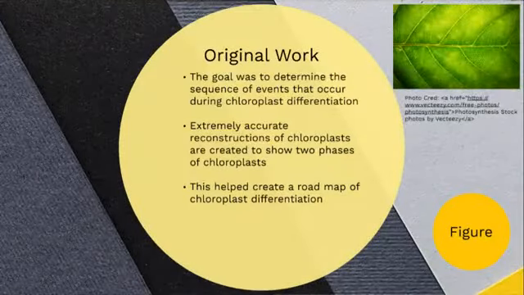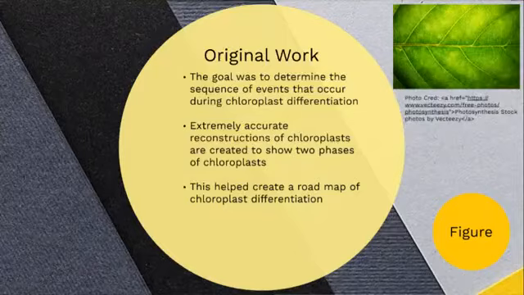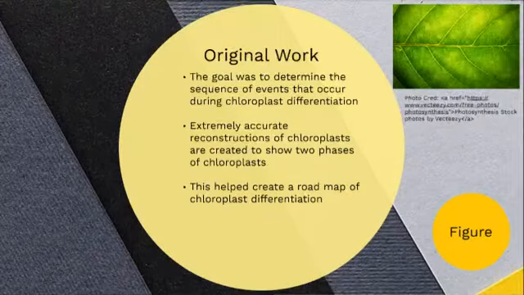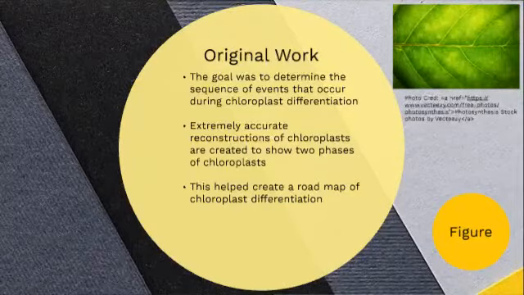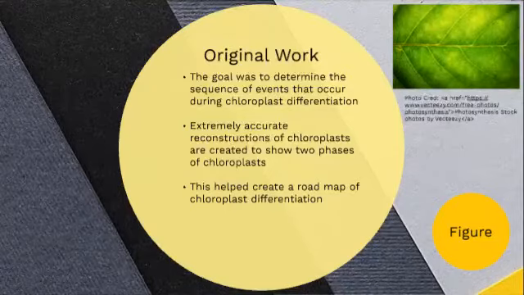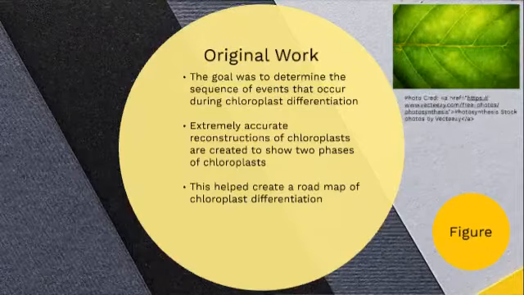Next, we have the original work. So the goal of the original work was to determine the sequence of events that occurred during chloroplast differentiation. To do this, they constructed extremely accurate reconstructions of chloroplasts and the two phases that they're in. They did this by using serial block face scanning microscopy to construct 3D reconstructions of chloroplasts during their differentiation phases.